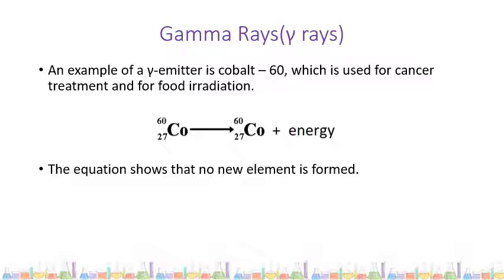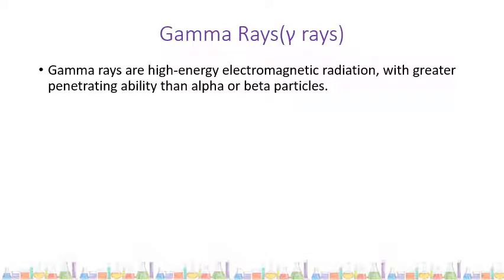And you can see by the equation here that there's no new substance formed, there's no change to the substance, but we are releasing energy. Energy is produced. To sum up our gamma rays, they are high energy electromagnetic radiation with greater penetrating ability than alpha or beta particles. So they're faster moving and have greater penetrating ability. It might be good to note here that no new substance is formed. No new element is formed.